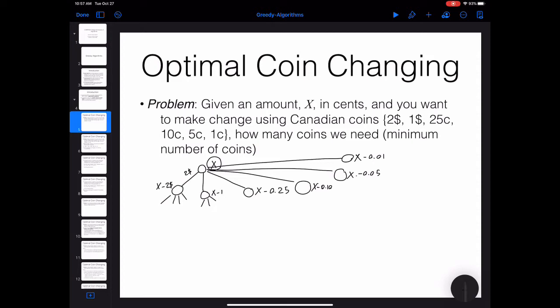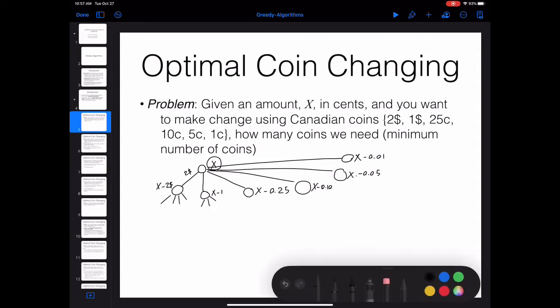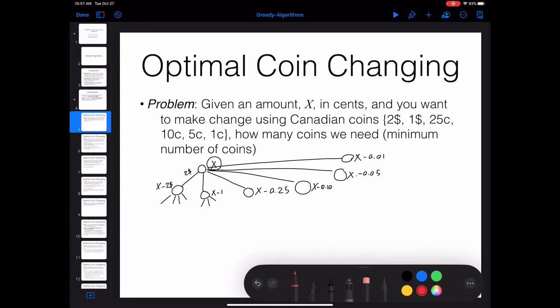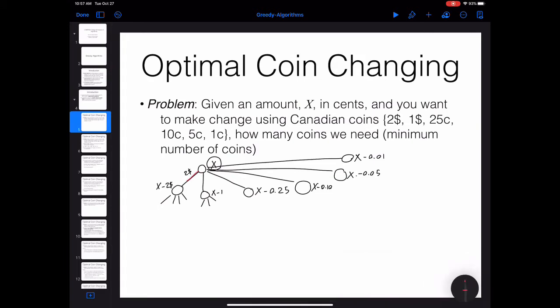Okay, so what if I tell you that the optimal answer you can get from all of these branches, let me use a different color, if you choose this branch and find the optimal answer in this branch, whatever you find in other branches cannot be better than this branch.